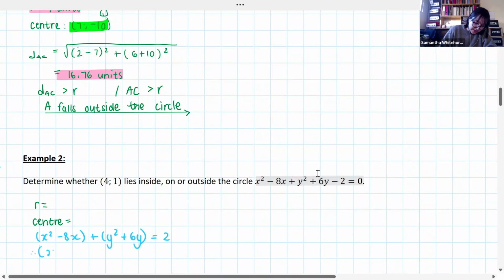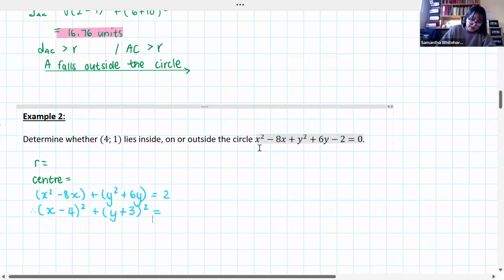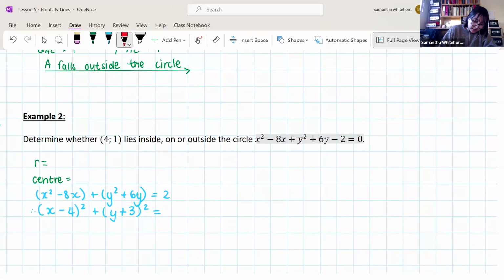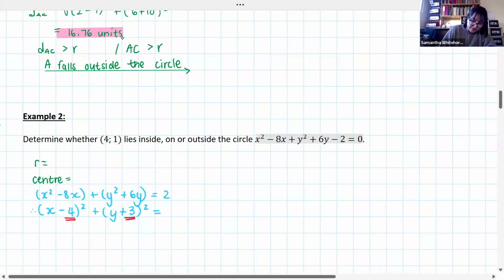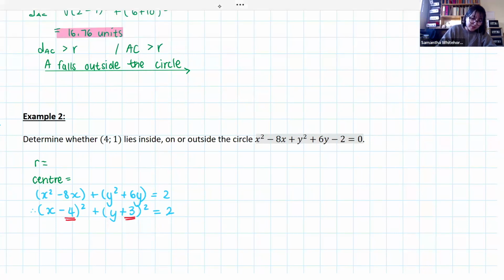So we know that we're going to have x minus half of that coefficient, so 4 squared, plus y plus half of that coefficient, so 3 squared, is equal to. Now remember, what you are doing is you're adding a 4 squared and a 3 squared on the left-hand side. So on the right-hand side, I've got 2, but I need to remember to add a negative 4 squared and a 3 squared. Because I've added that on the left, I must add it on the right.